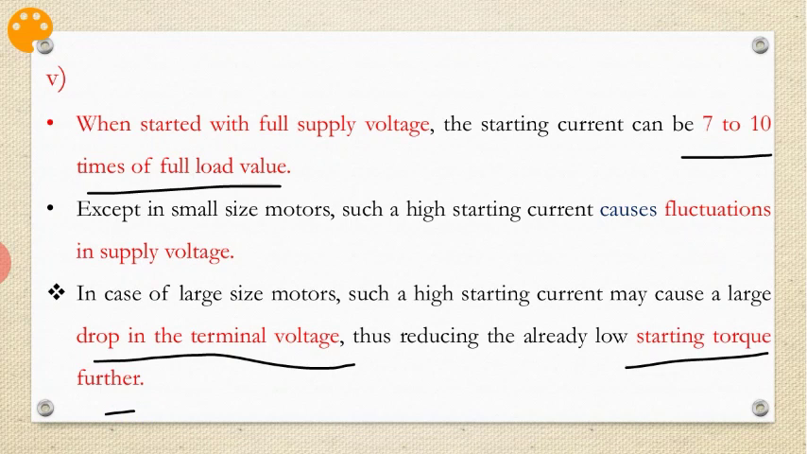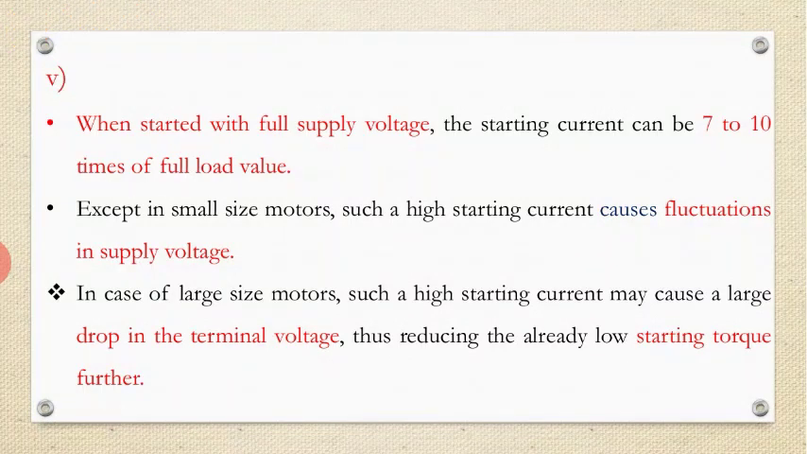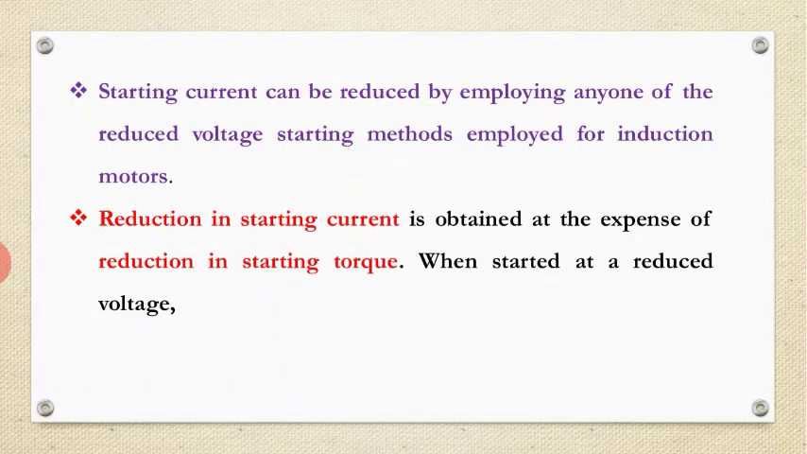So here the starting current can be reduced by employing any one of the reduced voltage starting methods employed for induction motors. The reduction in the starting current is obtained at the expense of a reduction in starting torque. As in the methods of starting of induction motor I have discussed, if you go for reduced voltage, the starting torque also reduces.